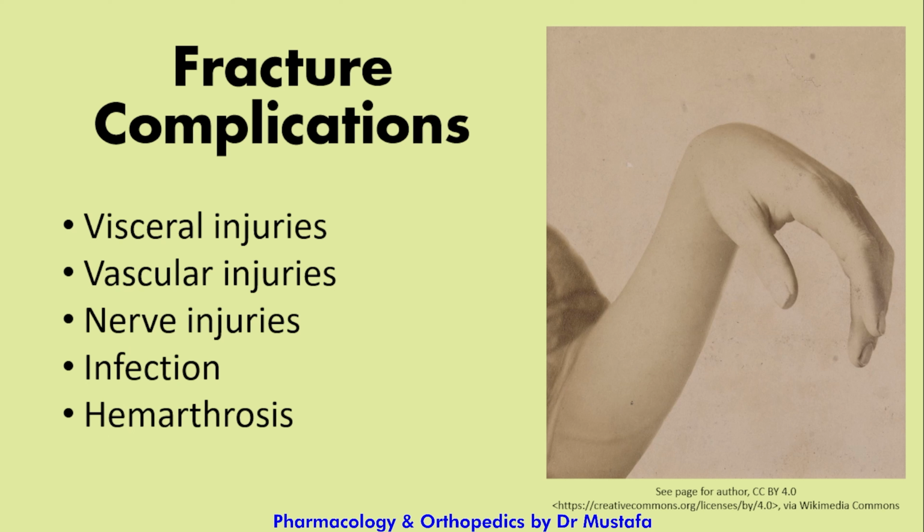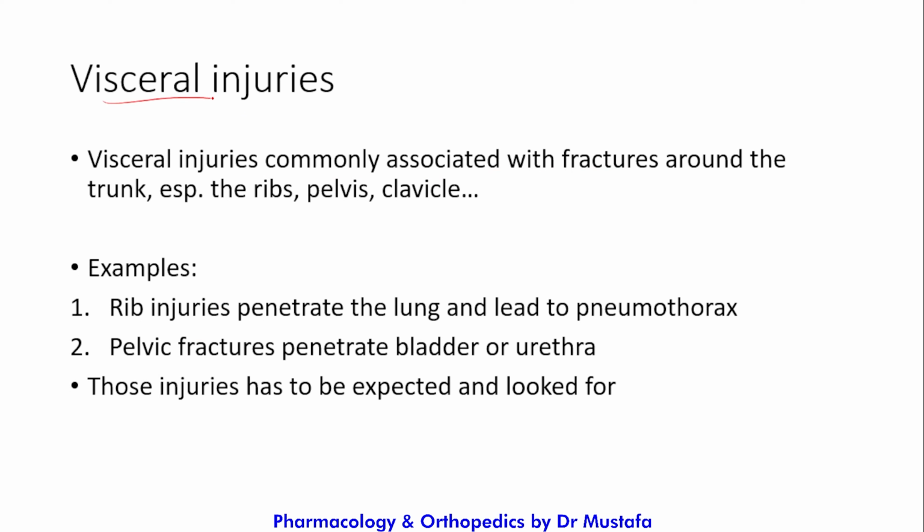So continuing our discussion about the orthopedics trauma basic principles class, and after we talked about the fracture treatment, here we will talk about the fracture complications. This video will be about the early complications, which are the visceral, the vascular and the nerve injuries, and then we will talk about the infection and the hemoarthrosis. So let's start with the visceral injuries.